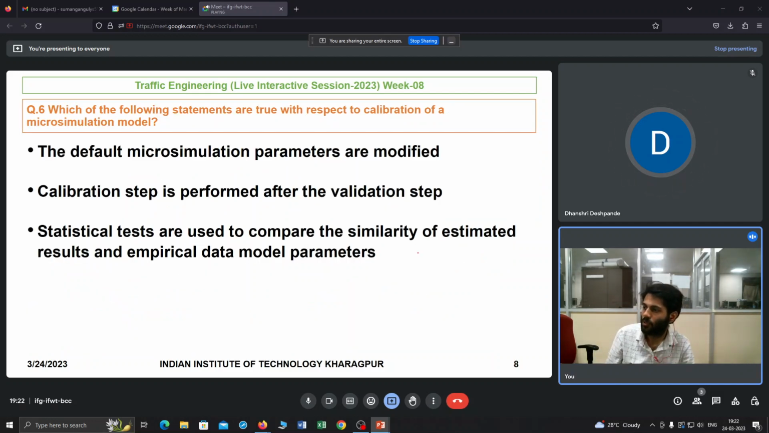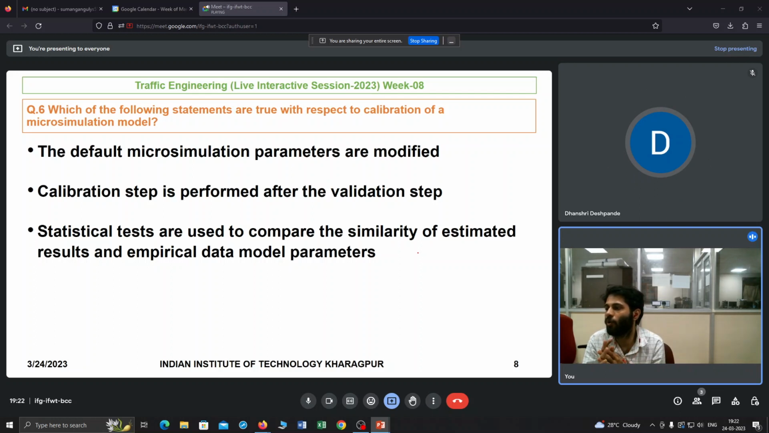So then the sixth one is, which of the following statements are true with respect to a calibration of a micro simulation model? Okay. So what is a calibration? I already discussed that. Suppose you want to replicate the field scenario. Suppose you want to match the field measured flow with our model, traffic model flow. So how do you do that calibration? So here some statements are given. So you have to say which are the correct statements.